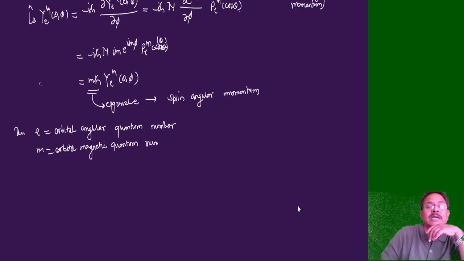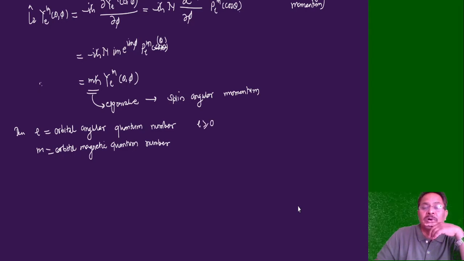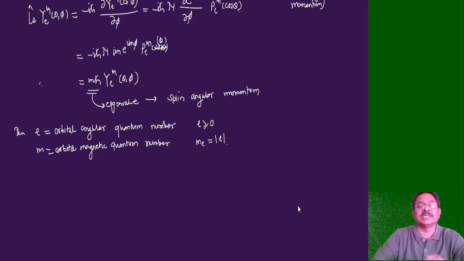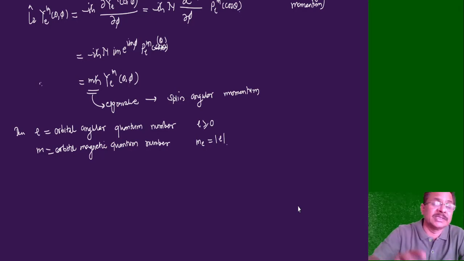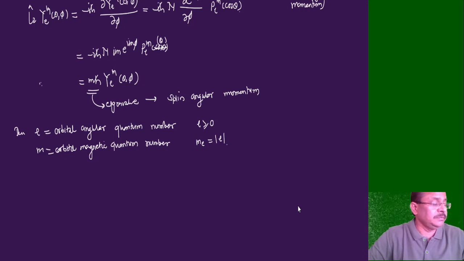The conditions we already know: l should be greater than or equal to 0 all the time, and m_l should be less than or equal to the modulus of l. These are the conditions from quantum mechanics. The same conditions are followed here, and that we have written earlier.